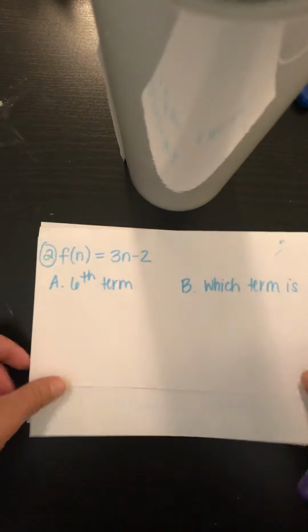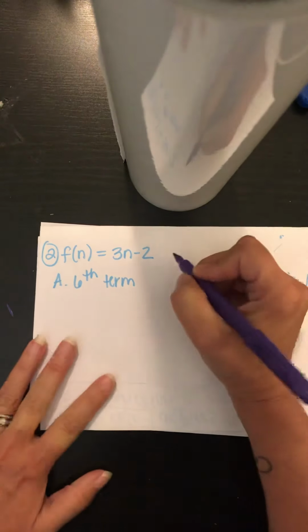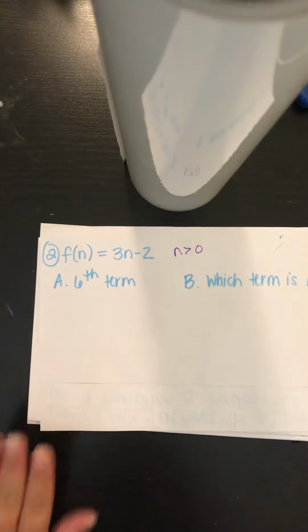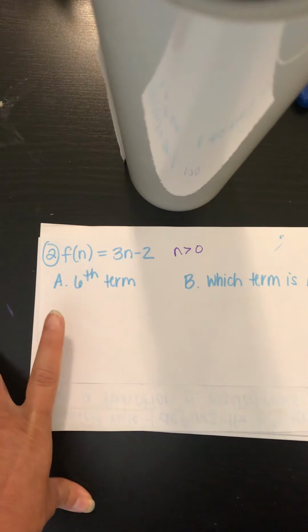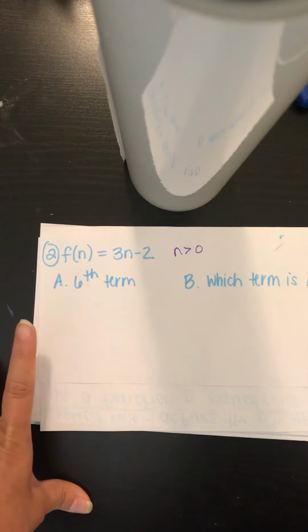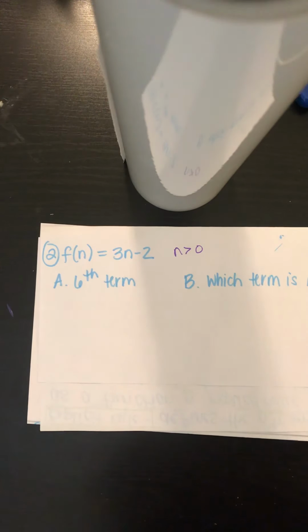Okay, let's look at example 2. It says a sequence is defined by the explicit rule f of n equals 3n minus 2. Assume the domain of the function is the set of whole numbers greater than 0. Didn't write that there either. Okay, in A, you're asked to find the 6th term of the sequence defined by this rule. So, go ahead and pause the video and try that now.